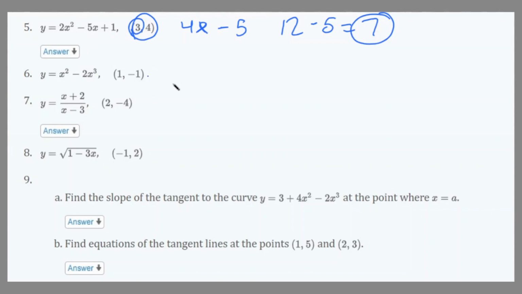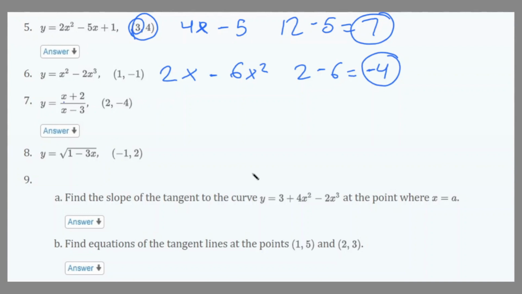Number 6 is x squared minus 2x cubed. That would be 2x if we take the derivative, and 6x squared for the other term. So if we plug in 1, we would get 2 minus 6, which would be -4, which would be our slope. And now number 7 is a fraction, y equals x plus 2 over x minus 3. So now we would have to find the derivative of this.